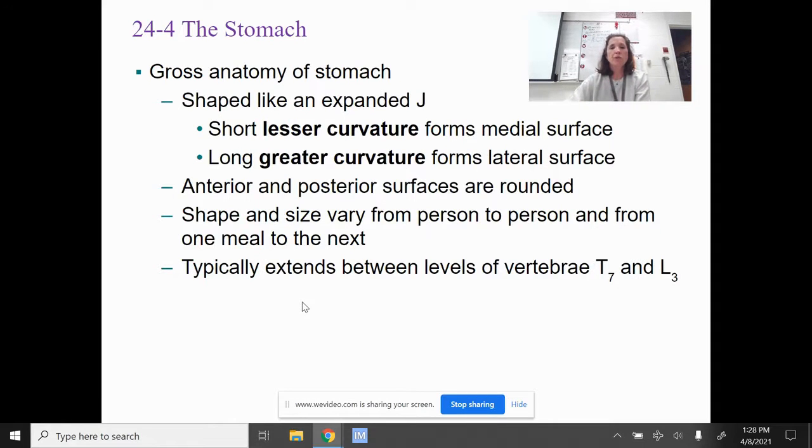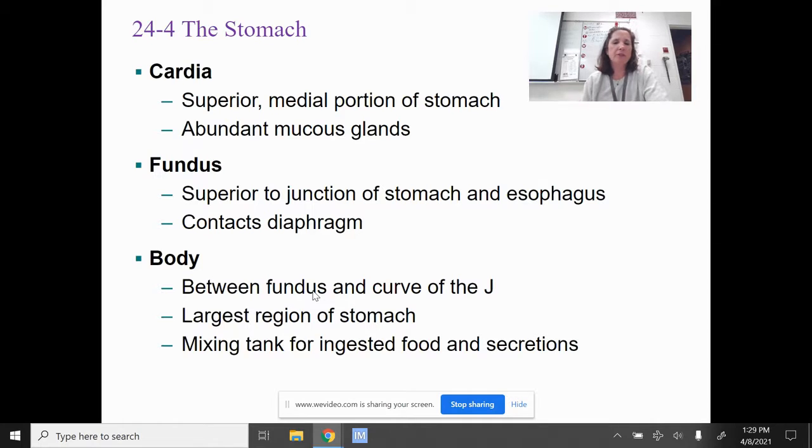So when you look at your diagram of the stomach, you should see that there's a greater curve. So it's shaped like a J. There's a greater curvature and a lesser curvature. So see if you can find that on your diagram, and feel free to pause the video and look for that. The shape and size can vary from person to person based on their anatomy.